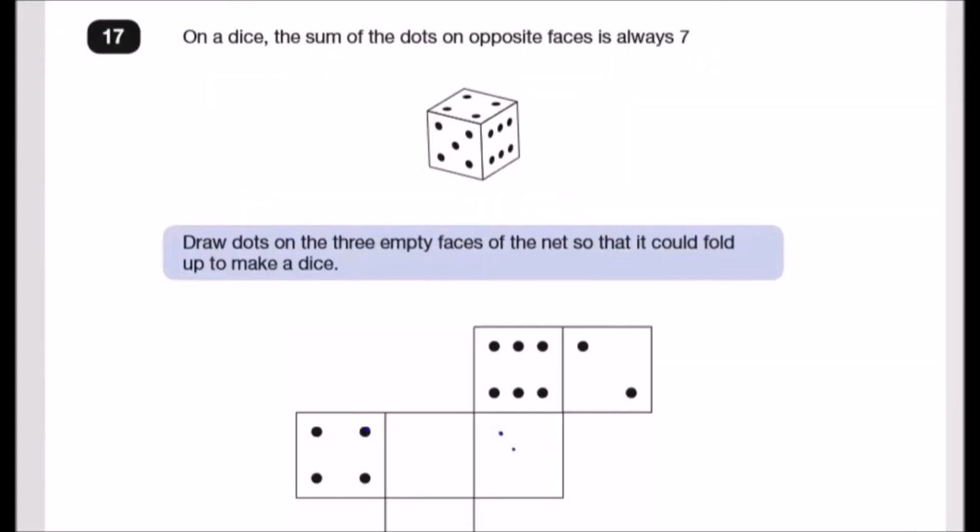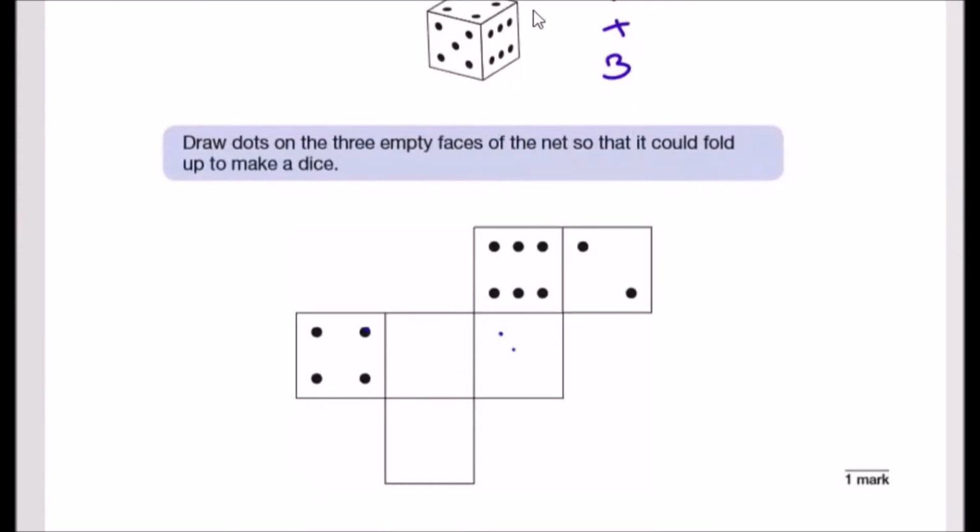Question 17 now. On a dice, the sum of the dots on opposite faces is always 7. This means if it's 4 on the top, then the face on the ground is 3. Draw dots on the 3 empty faces of the net. The net is the dice opened up, and we just have to fill out the 3 blanks with the right dots.